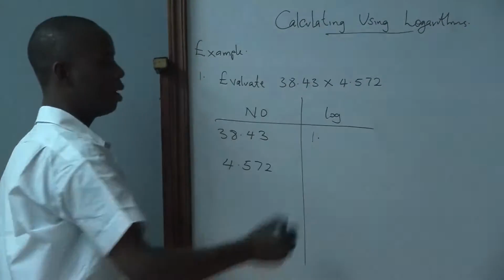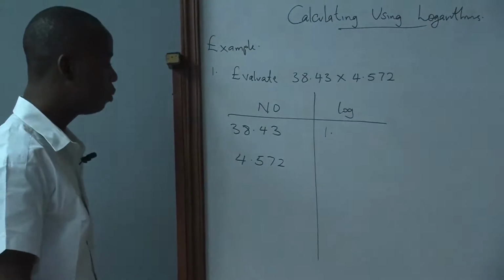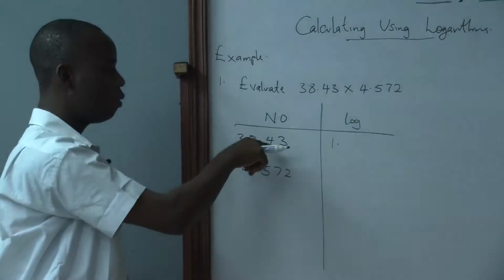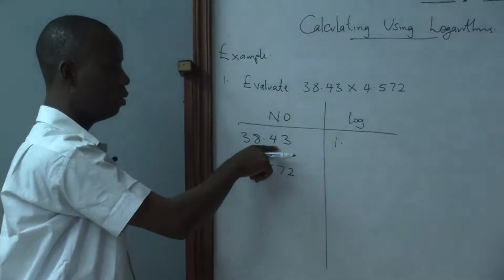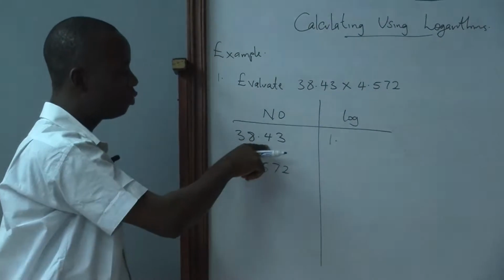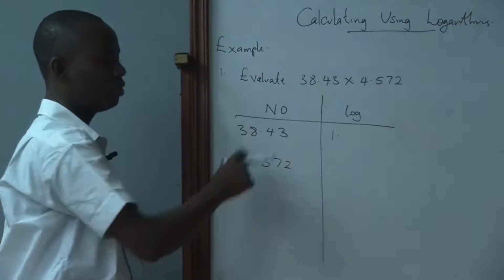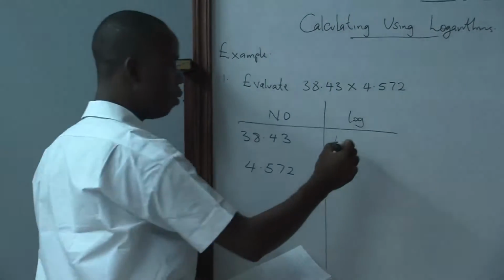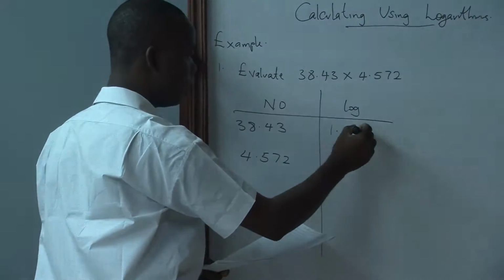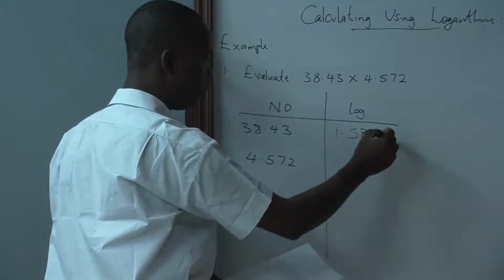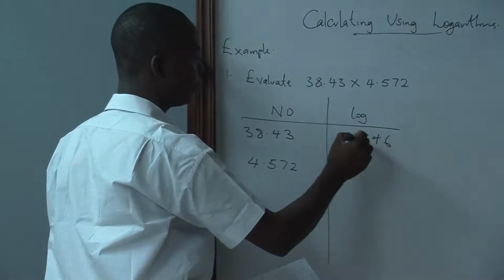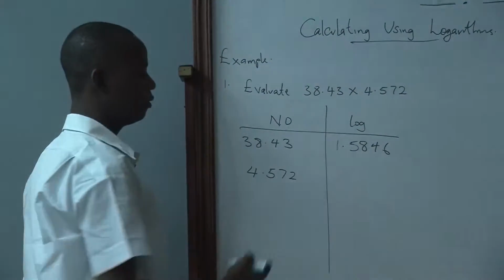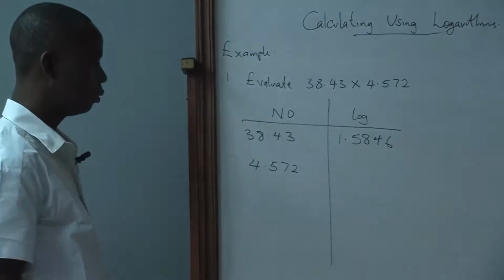Then we'll put our decimal point. Then we'll go to our table, we'll look up the column where we have 38 and the row where we have 4, where they are meeting. Whatsoever value we have there, we add it to whatsoever value we have under the difference of 3. And from our table, what we have there is 5846. So the log of this number is this. We'll come back to this also.